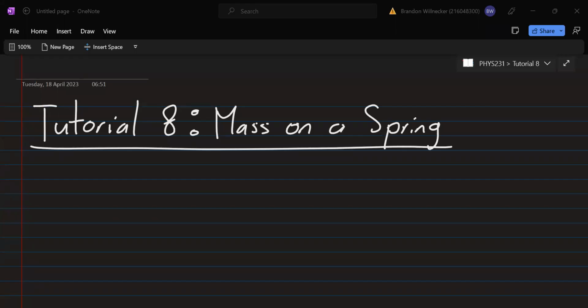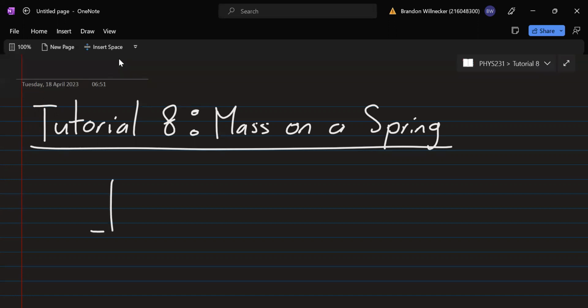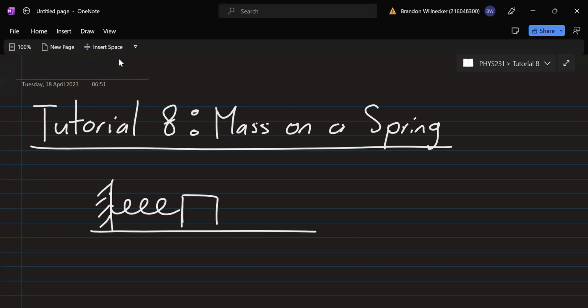Hello. In today's lecture, we're going to be going through tutorial 8, which was looking at a mass on a spring. Okay, so a quick recap on what the system looks like. Imagine we've got some kind of wall with a smooth surface, so no friction. Then we've got a spring with a box or some kind of mass M. And the spring has some spring constant k.